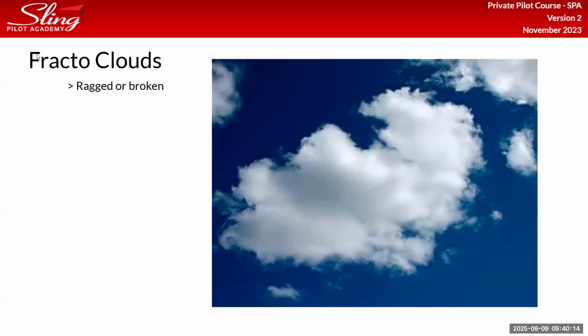Like I talked about before a little bit, fractal clouds, ragged or broken. So this is a cumulus cloud, like those puffy white clouds, but it's been fragmented by wind shear or strong winds coming in and basically cutting up the existing cloud. It can also happen with stratus clouds, but it has jagged edges because it's been fractured by the wind, basically.